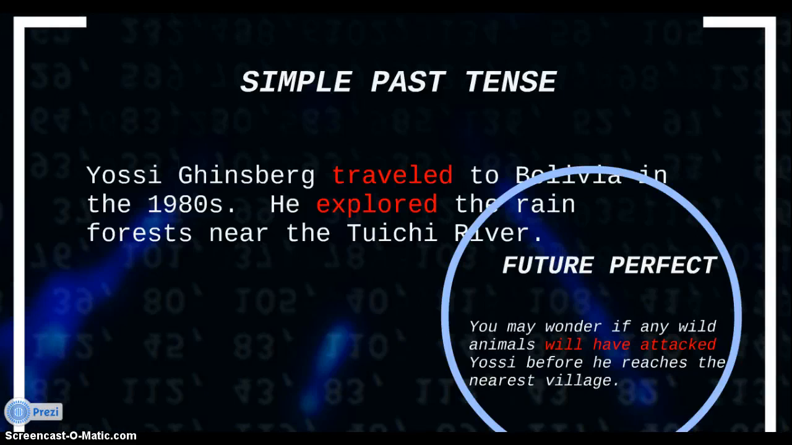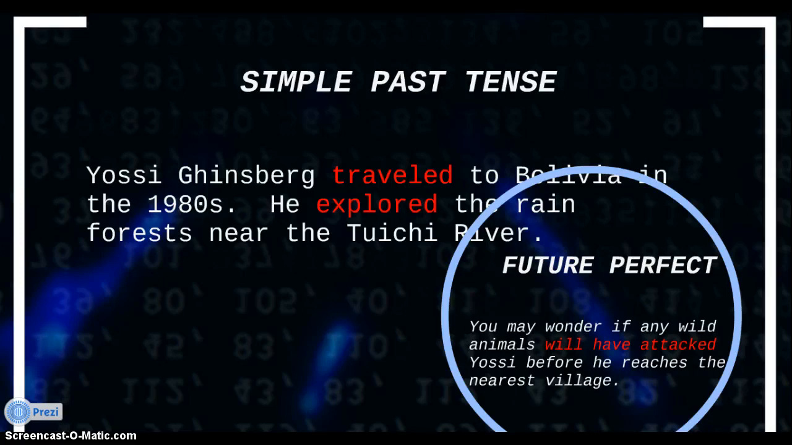Start with simple past tense. Yossi Ginsberg traveled to Bolivia in the 1980s. He explored the rainforest near the Tuichi River. Now these are simple, straightforward past tense verbs. These happen to be regular verbs, so we make them past tense by putting an ed on travel and a d on explore. All good. These are very simple past tense forms.